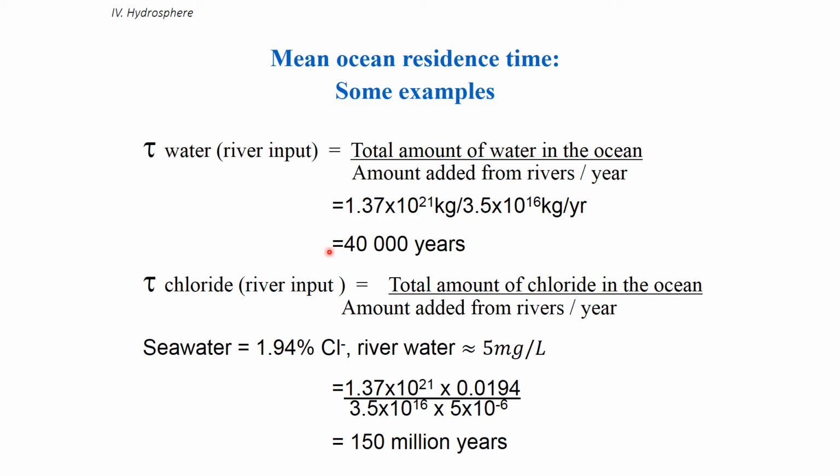And this is probably a bit of an overestimate, because if we make the flux bigger and include the rain falling directly into the ocean, then this might come down to maybe 20,000 years, something like that. So we've got a residence time for water in the ocean of 40,000 years. What that means is that the average water molecule, once it enters the ocean, kicks around in the ocean for about 40,000 years before it's removed by evaporation again.